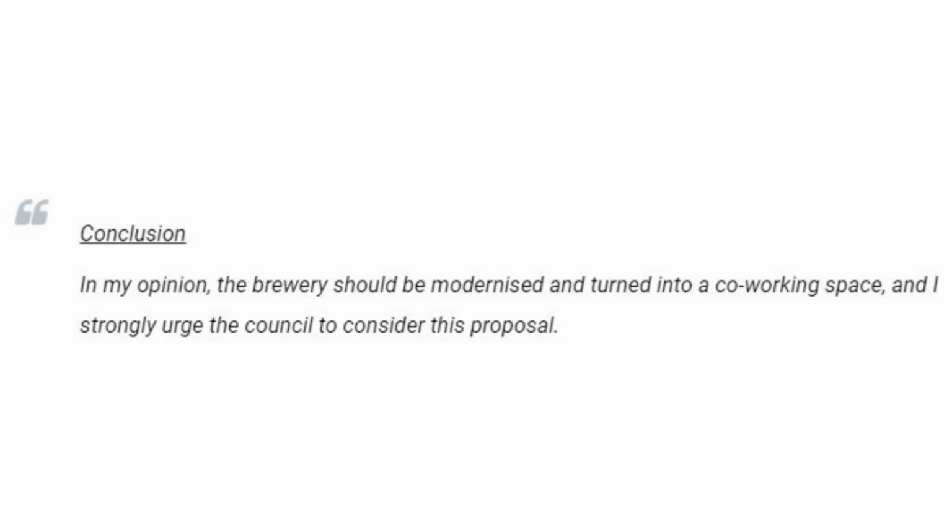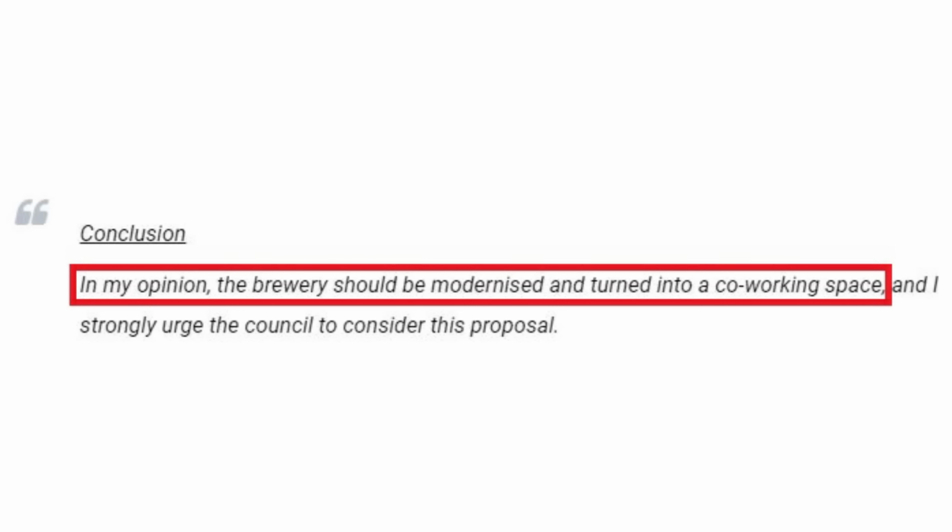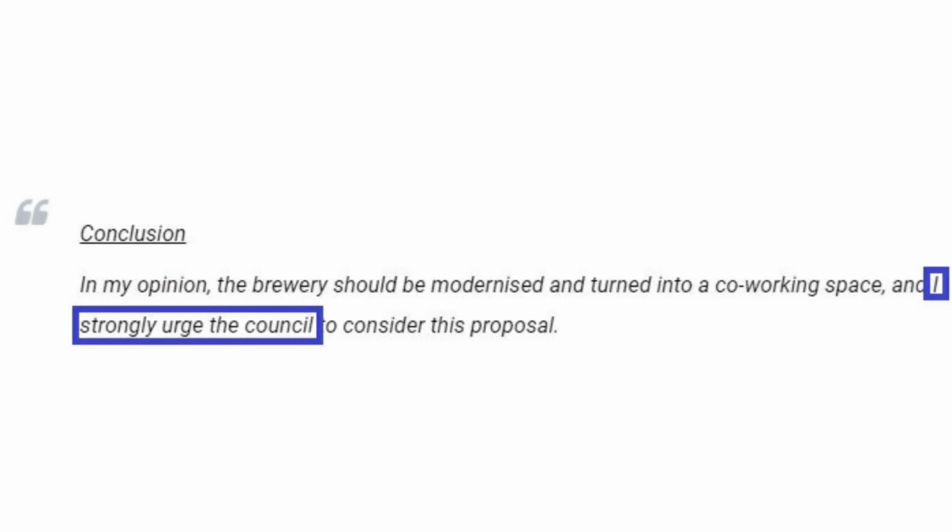Looking at my example conclusion, you can see that it's really just one sentence, but it is packed with information. First of all, I clearly state my opinion once again, and then I use some strong persuasive language to finish off my text.